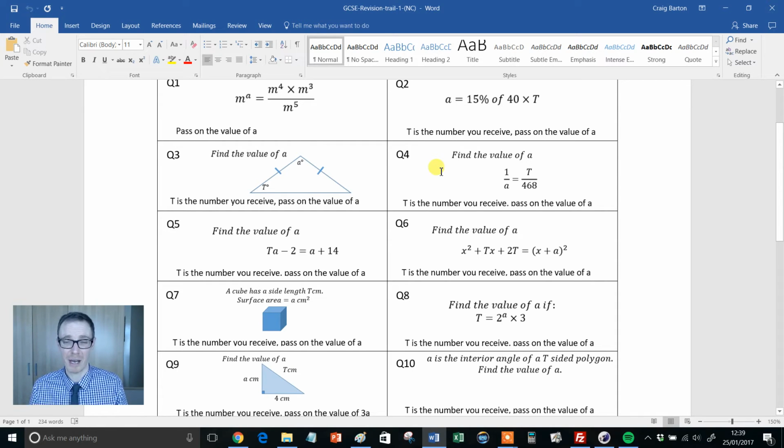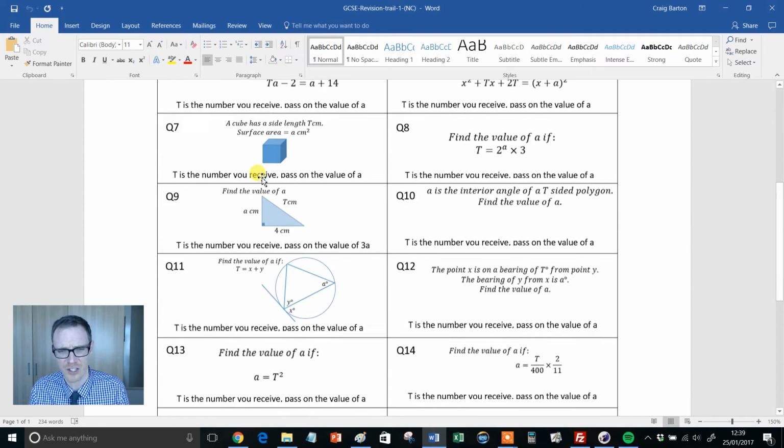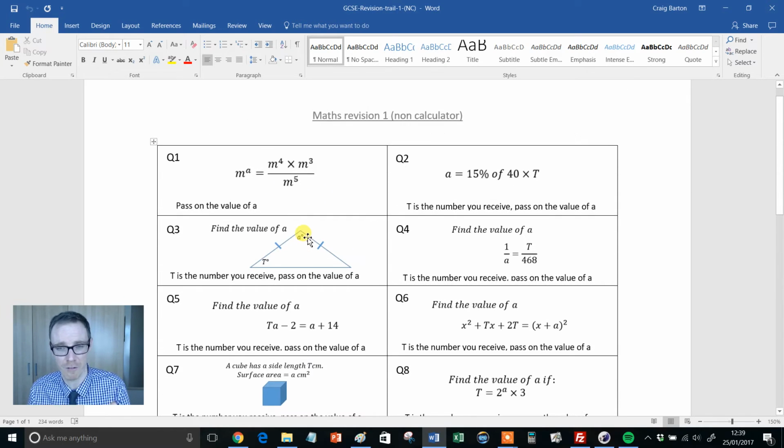Now, what I really like about this is, firstly, it's covering loads of topics. So even in these first four, we've got laws of indices, percentages, angle facts in triangles, and then a tricky old solving equations by the look of it. And as we go down, we've got rearranging equations, completing the square, surface area, bit of Pythagoras, circle theorems, loads of stuff. So I like that it covers a load of topics. Big tick straight away from me there.